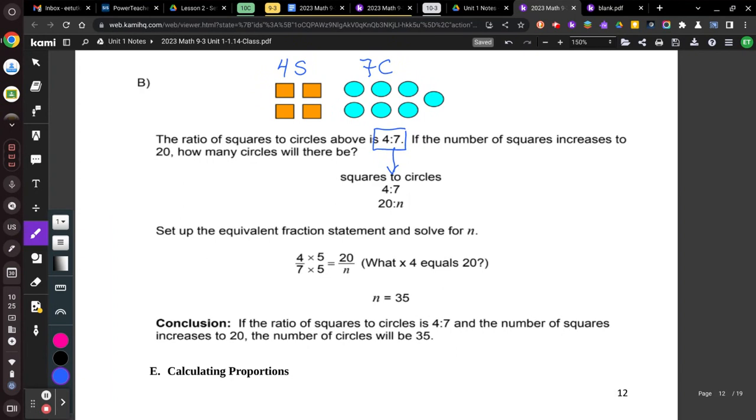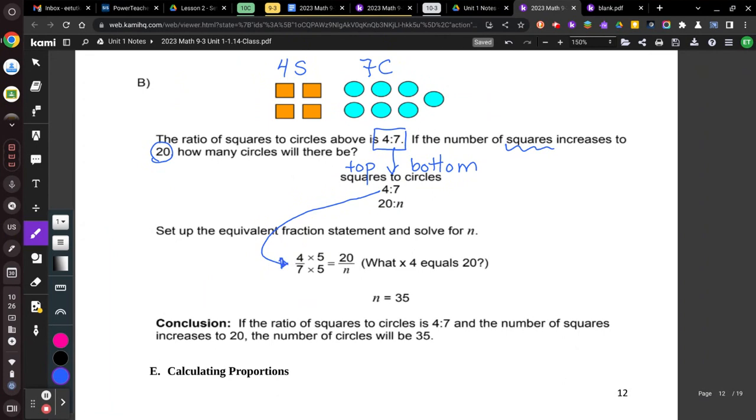Now, what if it says the squares increase to 20? Well, we have to look at the way it's set up. So if I've got squares on the left, this is going to become our top number. The guy on the left is always the top number. The guy on the right is going to become the bottom number. That's how you set up your fraction. Okay? So now we're going to see how they set up the fraction. 4 on top, 7 on the bottom.